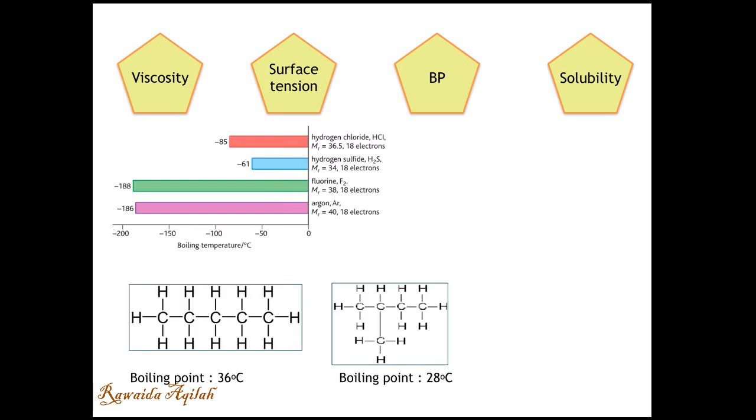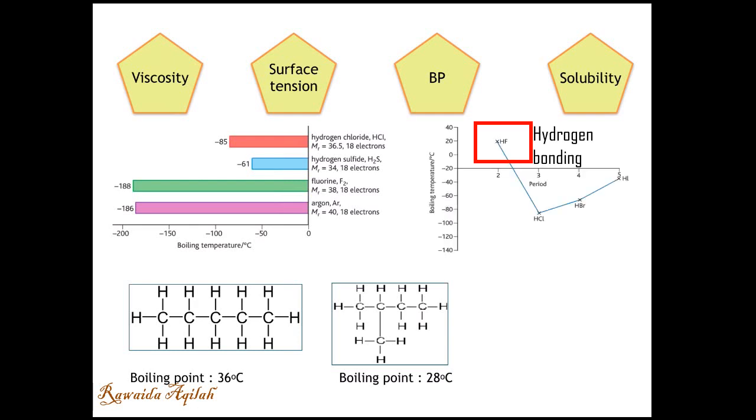A straight-chain molecule will have a higher boiling point than a branched molecule of the same number of carbons due to a stronger London dispersion force as the contact point is higher. HF has an exceptionally high boiling point compared to the other hydrogen halides because it is connected by hydrogen bonding, while the others are connected by permanent dipole-dipole.